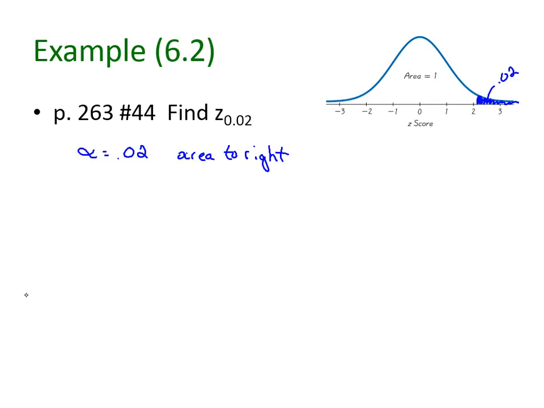If it's 2% to the right, the area to the left is 98%. So the 0.98 is my area to the left. So 1 minus 0.02 is 0.98, the area to the left. Which one of those two values do I look up on my table? 0.98 or the 0.02? 0.98, because it's always the area to the left. So using my table, find the 0.98 in the body of my table, and find the z-score that goes with it.